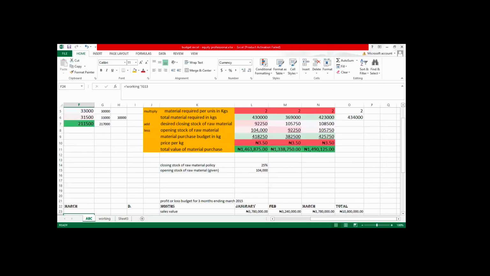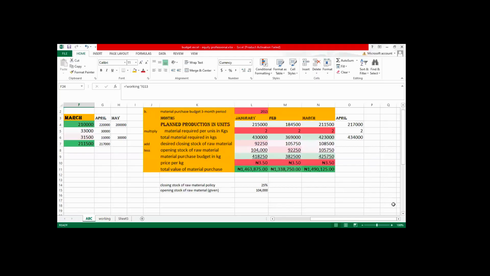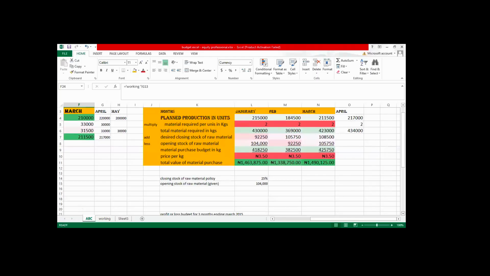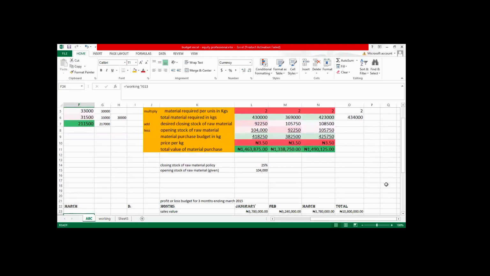In the month of January, we are going to incur for material purchase 1,463,875. Examiner says the creditors will be paid the same month it is incurred. That means we are going to pay cash out for 1,463,000.